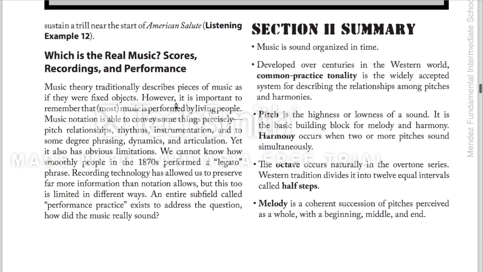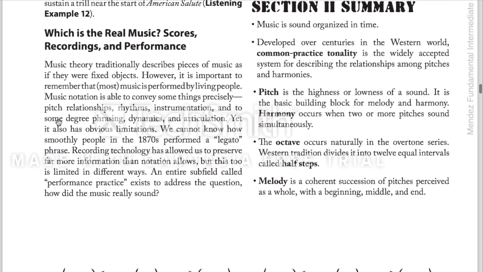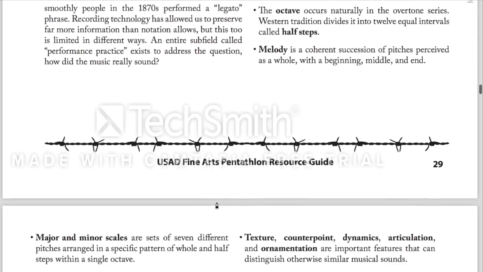Which is the real music? Scores, recordings, and performance. Music theory traditionally describes pieces of music as if they were fixed objects. However, it is important to remember that most music is performed by living people. Music notation is able to convey precisely pitch relationships, rhythms, instrumentation, and to some degree phrasing, dynamics, and articulation. Yet it also has obvious limitations. We could not know how smoothly people in the 1870s performed a legato phrase. Recording technology has allowed us to preserve far more information than notation allows, but this too is limited in different ways. An entire subfield called performance practice exists to address the question: how did the music really sound?